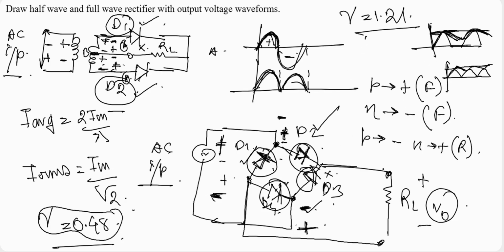So the ripple factor is 1.21 here and the ripple factor is 0.48 here. And the efficiency of the full wave rectifier is 81.2%. So this is all for half wave and full wave rectifier.